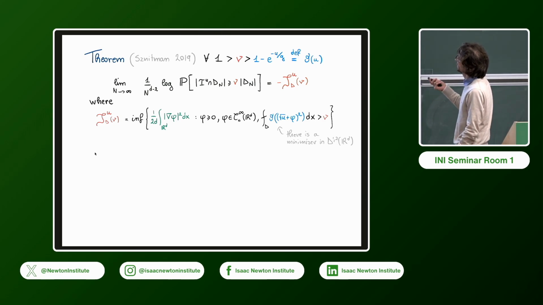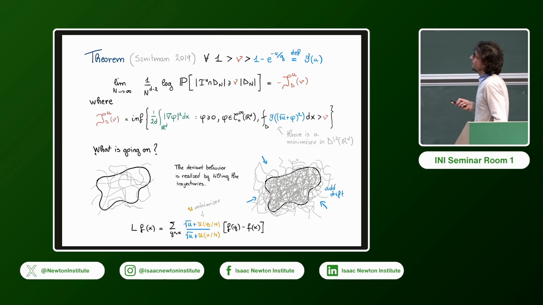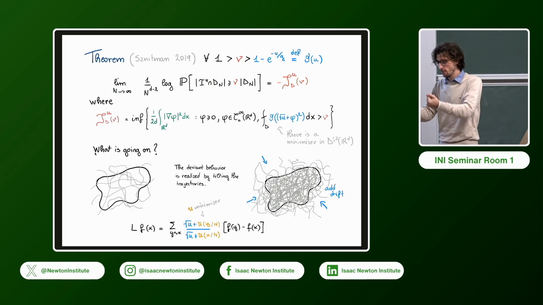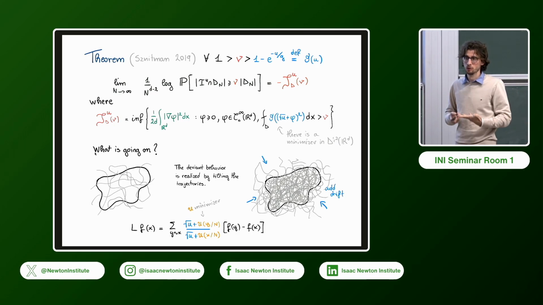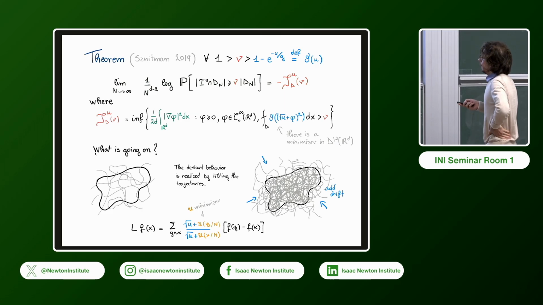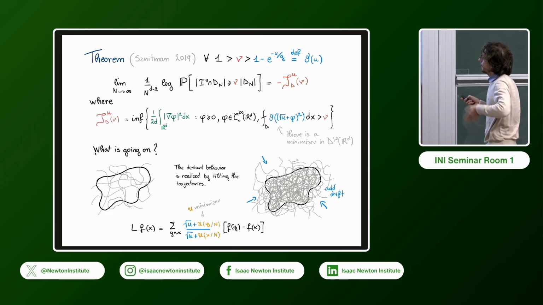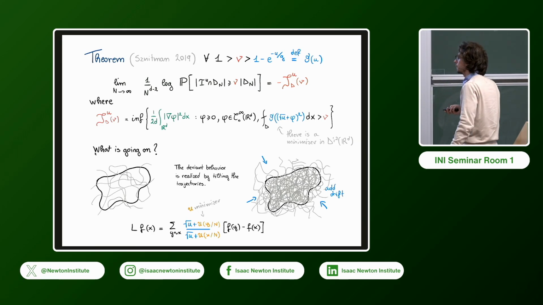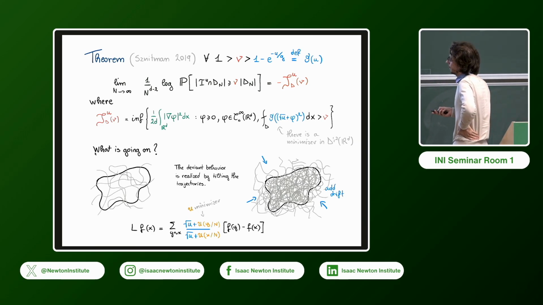So what is going on? Since you have both upper and lower bound, typically the lower bound you find by constructing a suitable strategy. What is going on is that this deviant behavior is realized as follows. You have the random interlacement, this family of random walk trajectories. So what you do is take each one of these trajectories and tilt it, you add a drift to them.